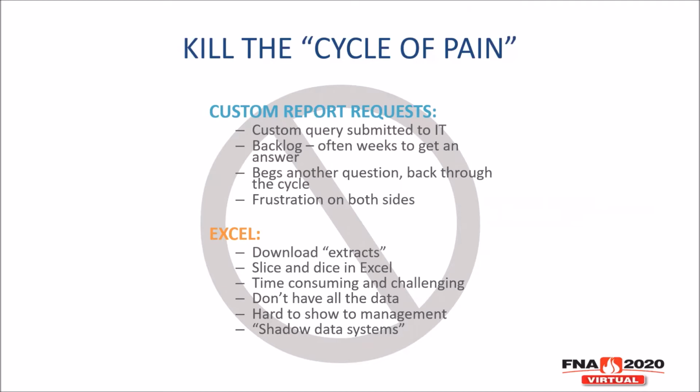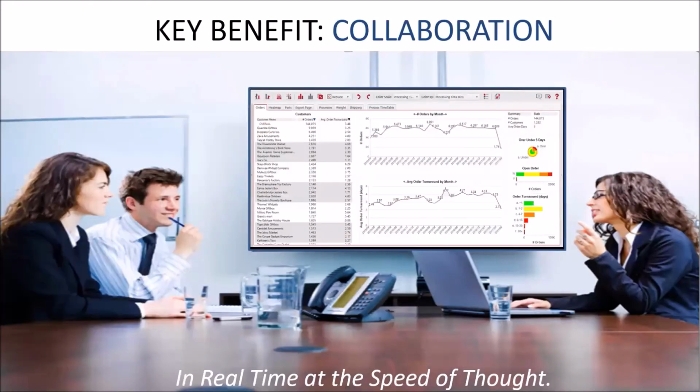There's this tough cycle. The other version of the cycle of pain is downloading extracts from the database into Excel, slicing and dicing, and it's hard to do, time consuming, you're missing data. It's hard to show anybody, and then you end up with a shadow data system because it was hard to get this stuff out. So you don't get it out regularly, every day, twice a day or whatever. So now you have old data you're trying to make decisions on, and you somehow have to refresh it, but you've got to go through this cycle again. We're talking about a much more collaborative process where it's real time, at the speed of thought. So you're clicking, spinning on this stuff, and we'll show you some examples in a minute.